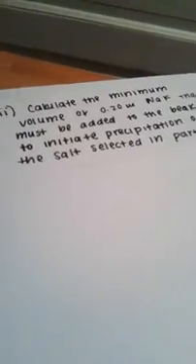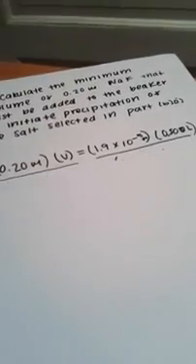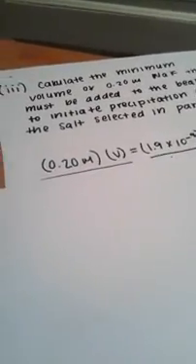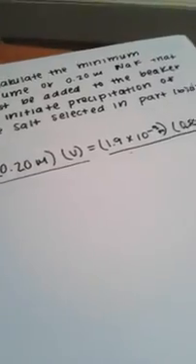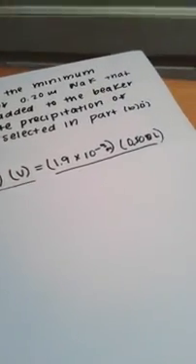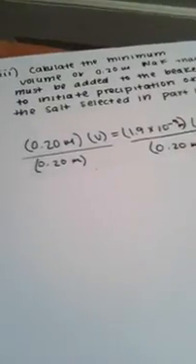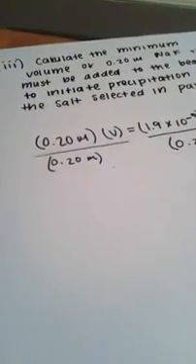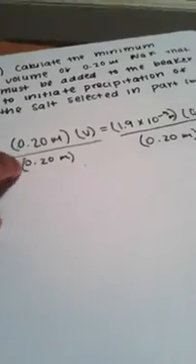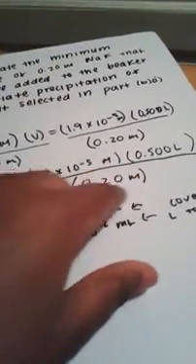Part 3 says calculate the minimum volume of 0.2 molarity sodium fluoride that must be added to the beaker to begin the precipitation of part B1. So you start off with a proportion of 0.2 molarity times the volume equals 1.9 times 10 to the negative 5 molarity times the liters. So you divide both sides by this number, and they cancel out. So then you put this in the calculator.